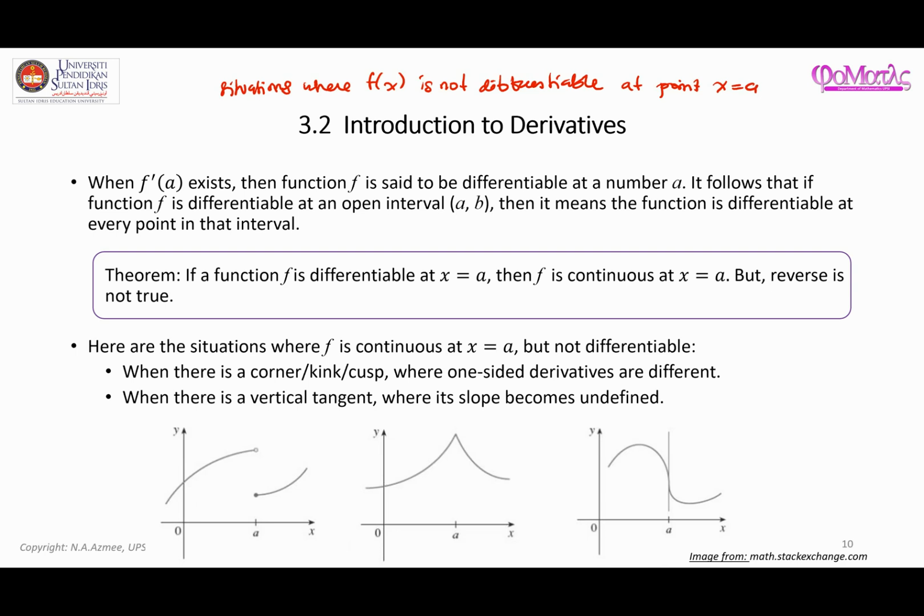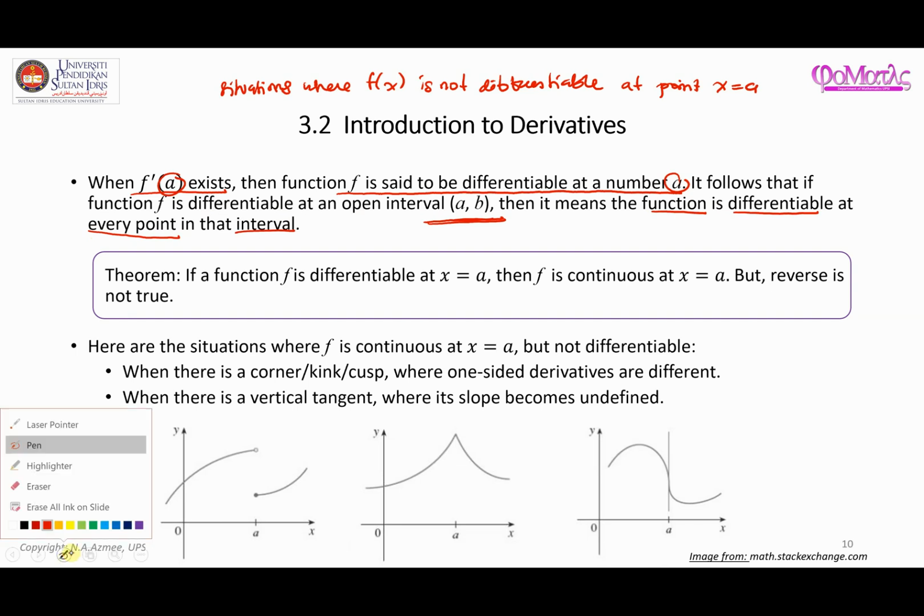Now, let's talk about the idea of differentiability. If f prime a exists, then this function is said to be differentiable at this specific number a. It follows that if function f is differentiable on an open interval from a to b, it means this function is differentiable at every point in that interval. That is quite straightforward.